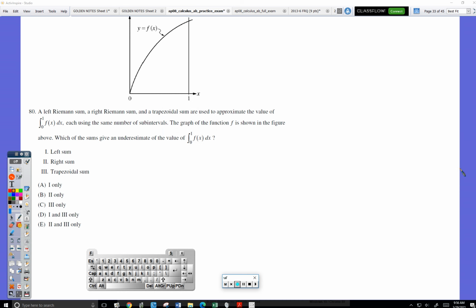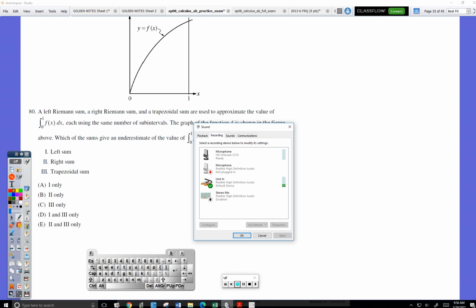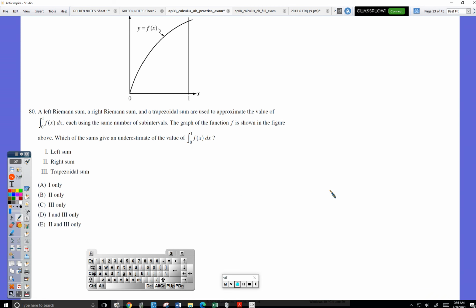Okay. This one, what is it? It says a left Riemann sum, a right Riemann sum, and a trapezoidal sum are used to approximate the value of this integral, using the same number of subintervals. The graph of f is shown.